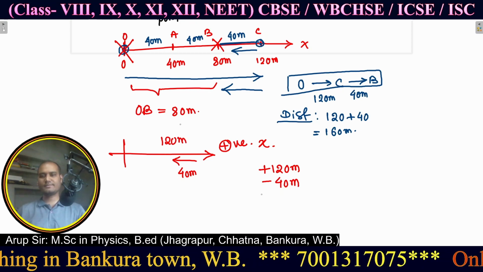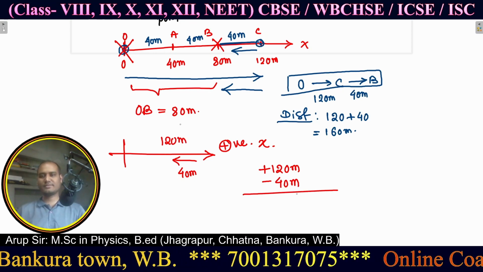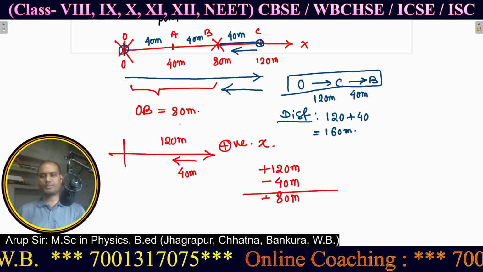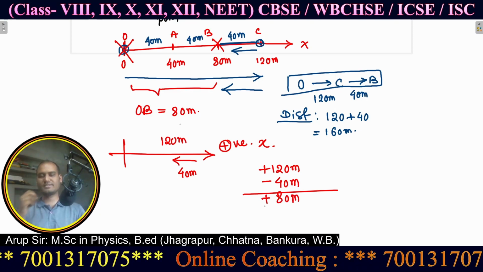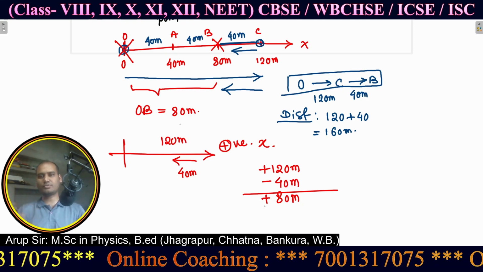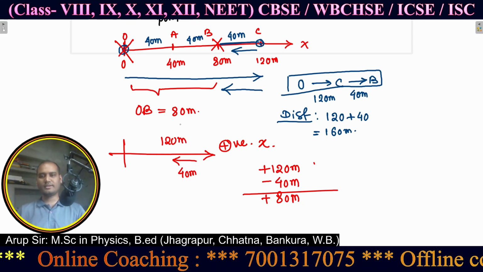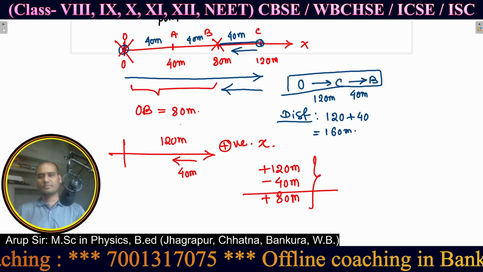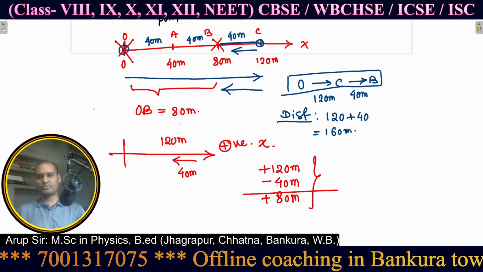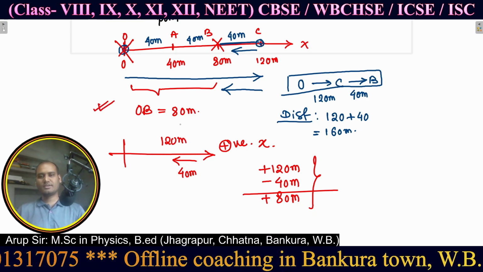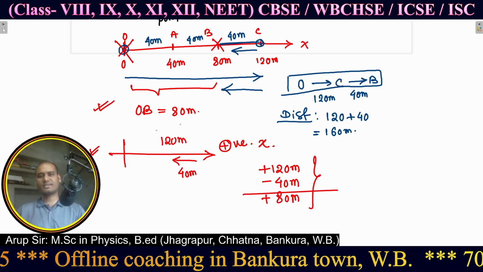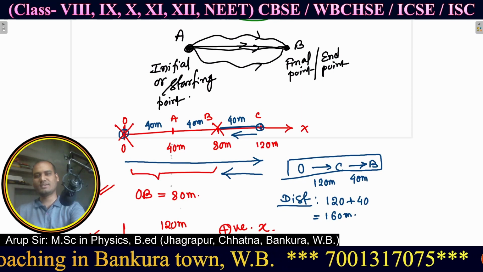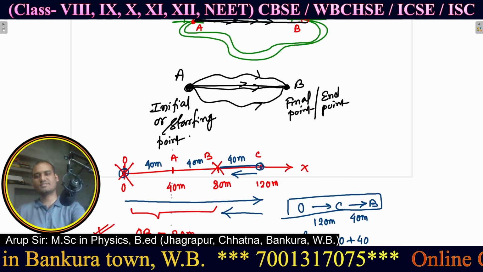So what is the value? The value is 80 meter, with a positive sign. So what is the value of displacement from O to B? From O to B it is moving, and this is known as displacement, and we can easily calculate it using these two approaches. First one this one, second one is this one. Okay, we can easily calculate. So shifting means the distance between initial and final point. Shortest distance is known as displacement.